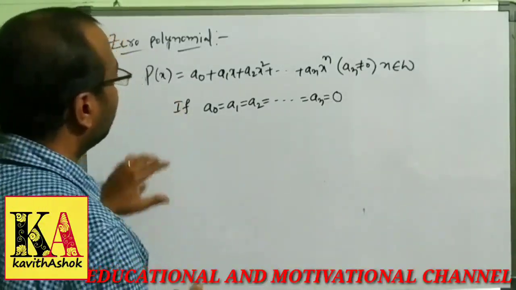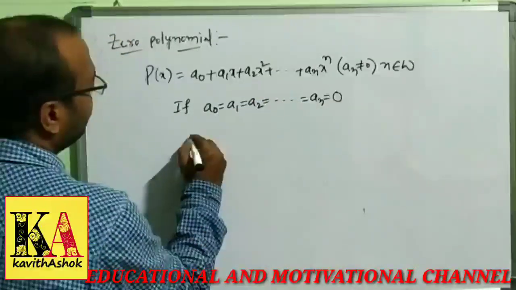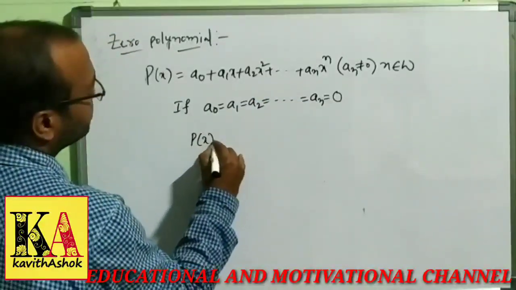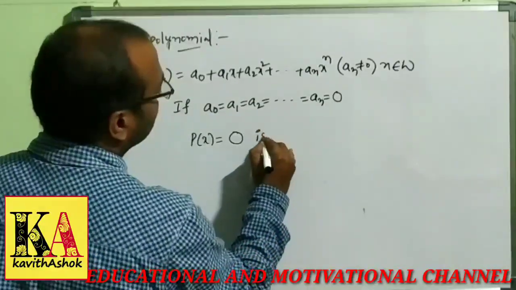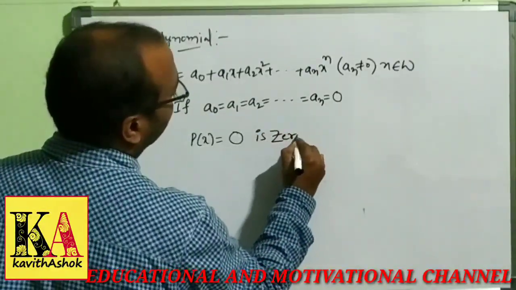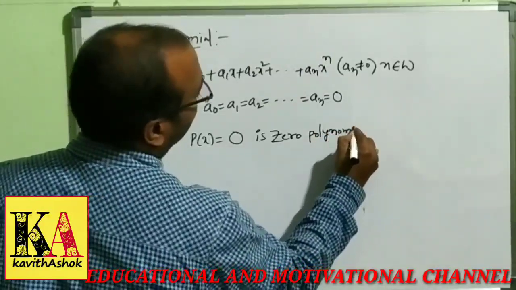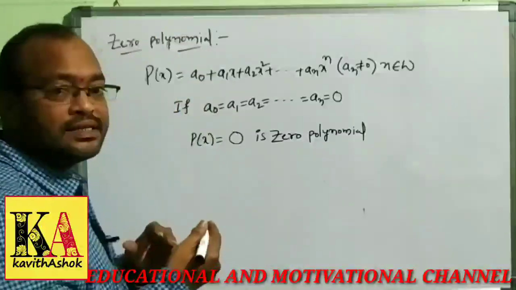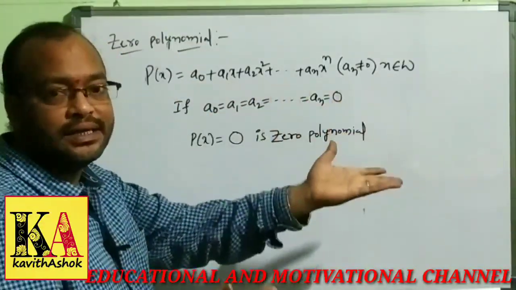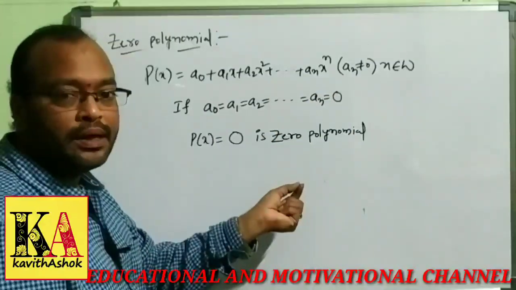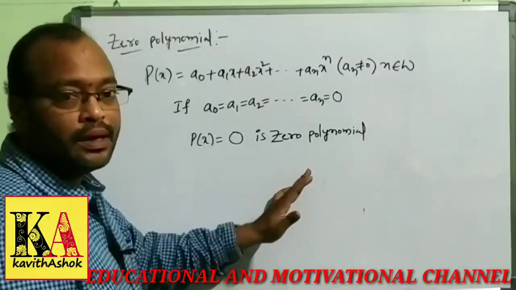Then what can we get here? 0, 0 into x, 0x square, 0. So finally we simply get p of x is equal to 0. This is called the zero polynomial. Don't be confused. Zero polynomial is different, zero degree polynomial is different. A zero degree polynomial is a constant. This is a zero polynomial. When all the coefficient values become 0, this is a zero polynomial.